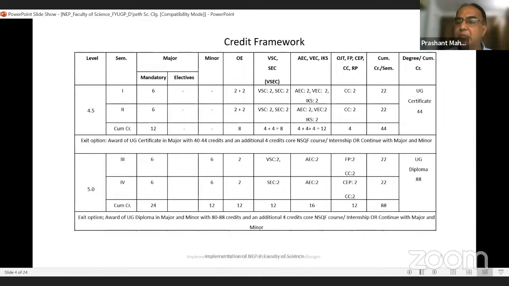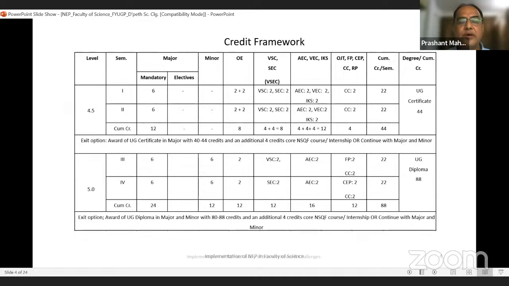Up to 12th, the level which the students earn as per NSQF, the National Skill Qualification Framework, is 4.0. Then after 12th, for every year, the level increases by 0.5. So we start from 4.5, that is the first year, and it goes to 6 if it is a 4-year undergraduate degree program, or 5.5 if it is a 3-year undergraduate degree program.